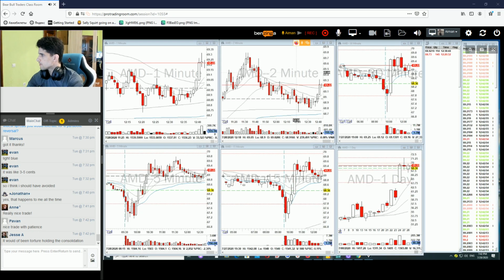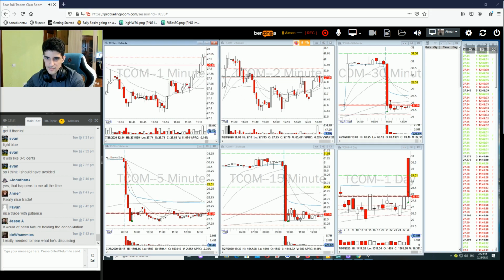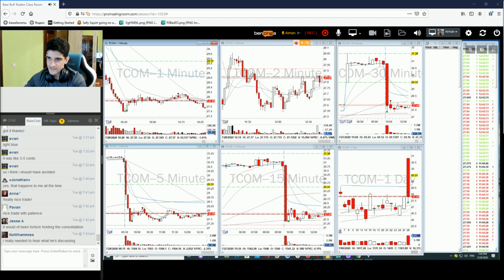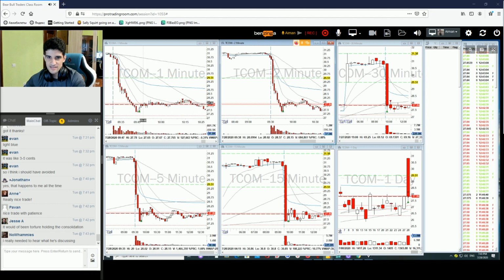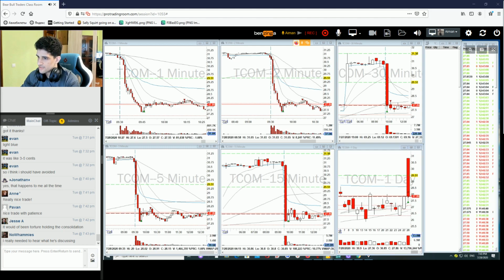I think it was TCOM. It was on the RSI Extreme scanner. RSI Extreme is also a reversal scanner, right guys? So look at this. TCOM just bleeding down $4. Filled all the gap to the downside. Went into the 9 moving average on the daily chart right there.